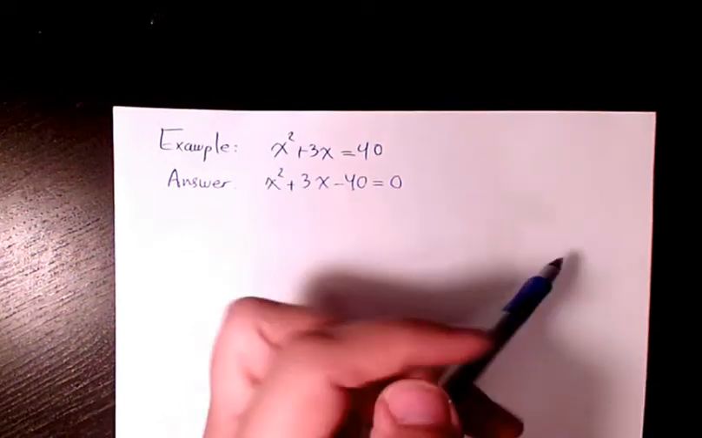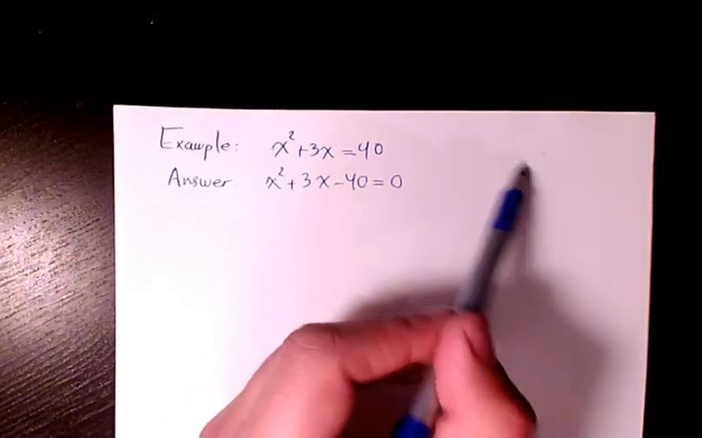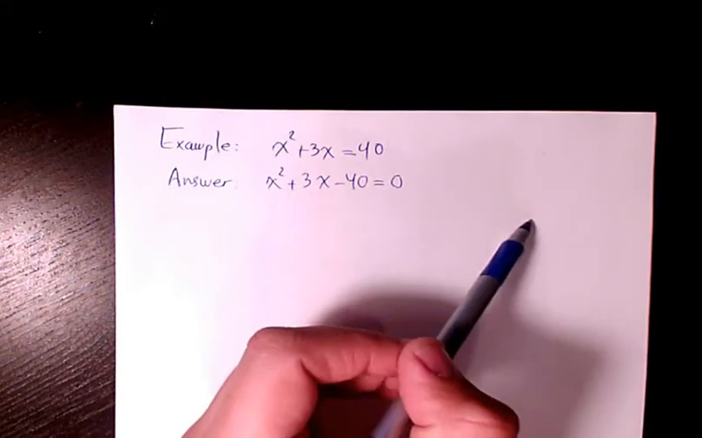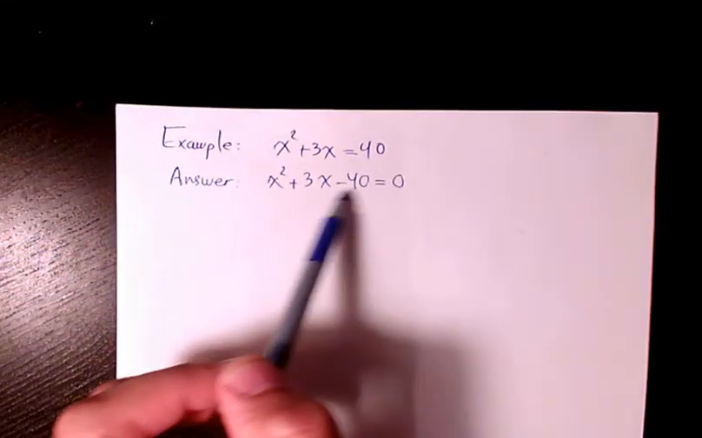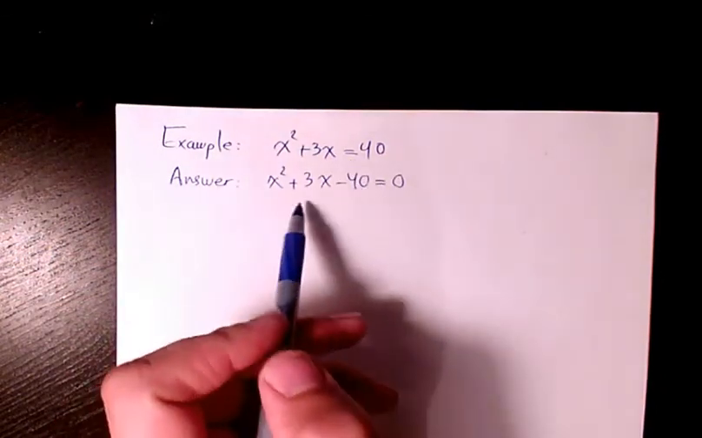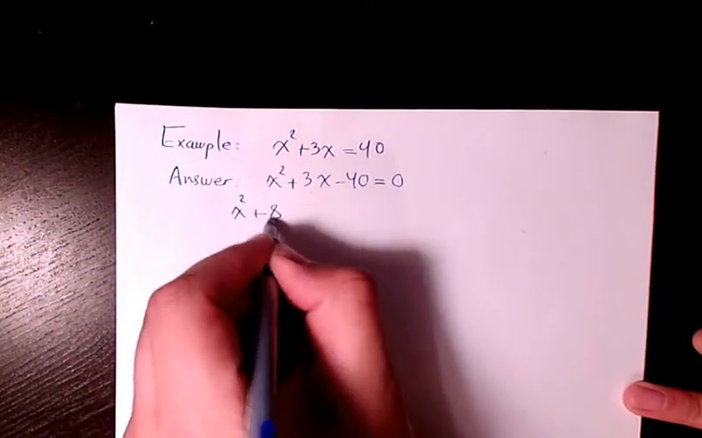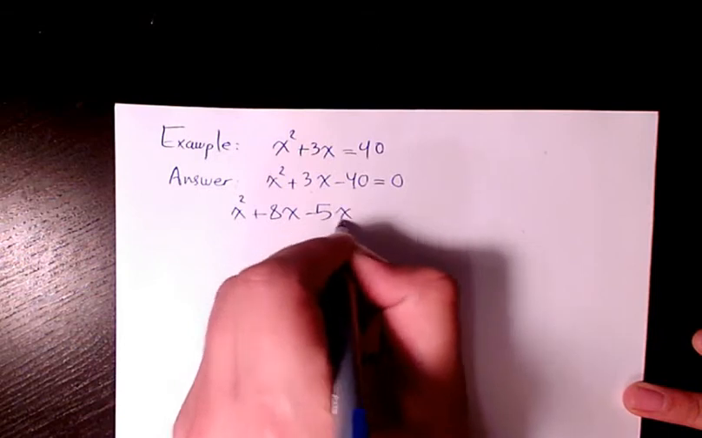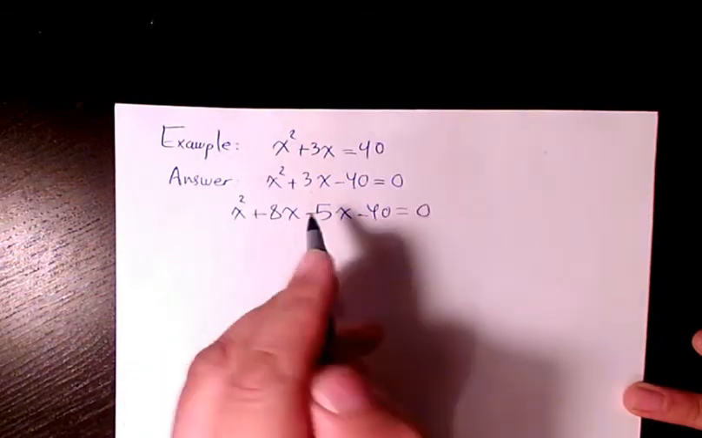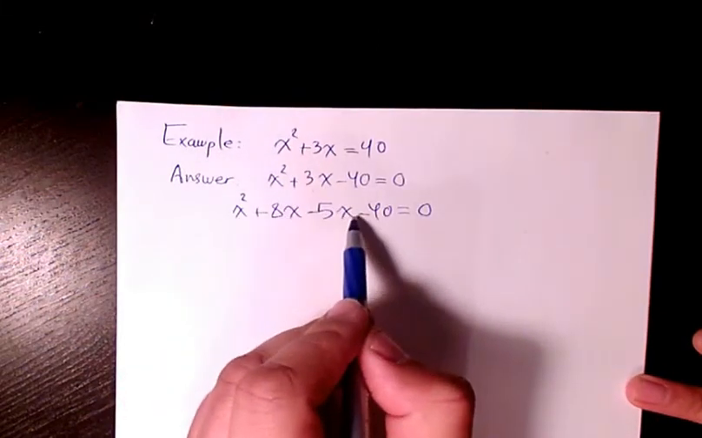So if I choose positive 8 and negative 5, if you multiply them, it's going to give you negative 40, and if you add them, it's going to give you plus 3. So I will write it here: x squared plus 8x minus 5x minus 40 equals 0. So instead of 3x, I wrote 8x minus 5x.